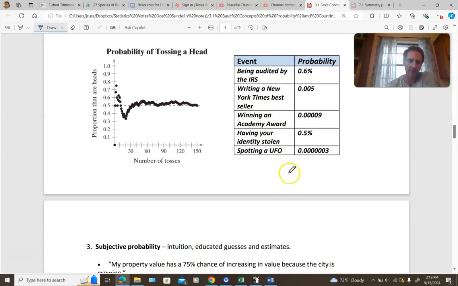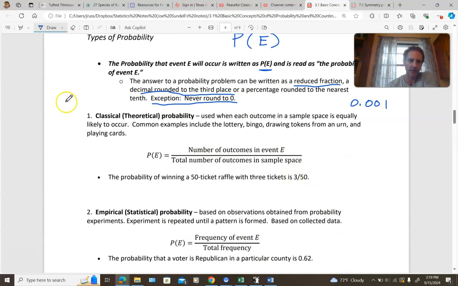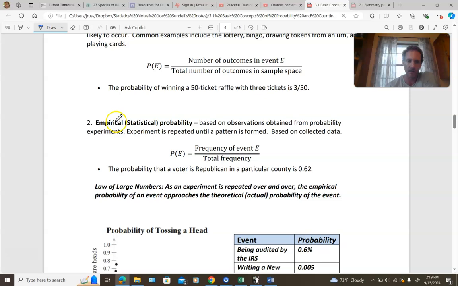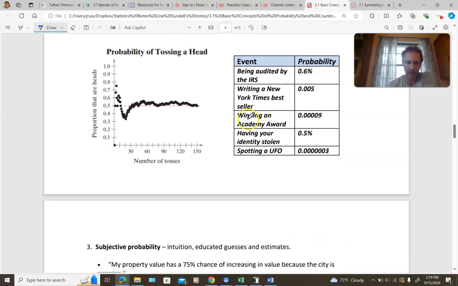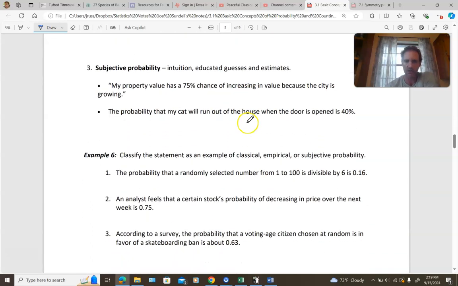All right, so anyway, we've looked at classical or theoretical, empirical, and now we're going to look at the last one, which is subjective. This is the one you really want to stay away from because it's not scientific at all, guys. It's an intuition, educated guess, or an estimate. So here's a couple examples.